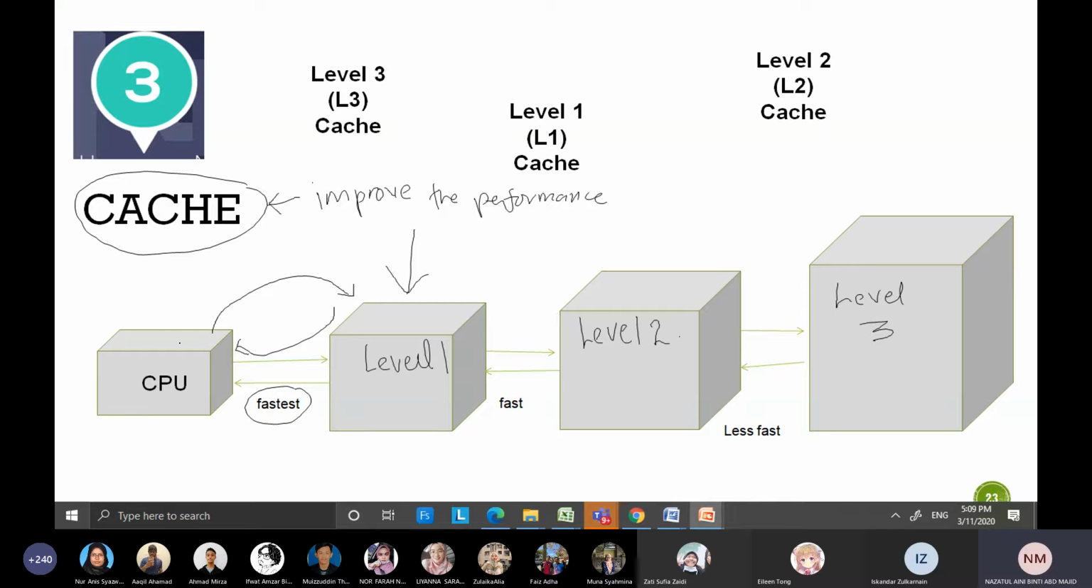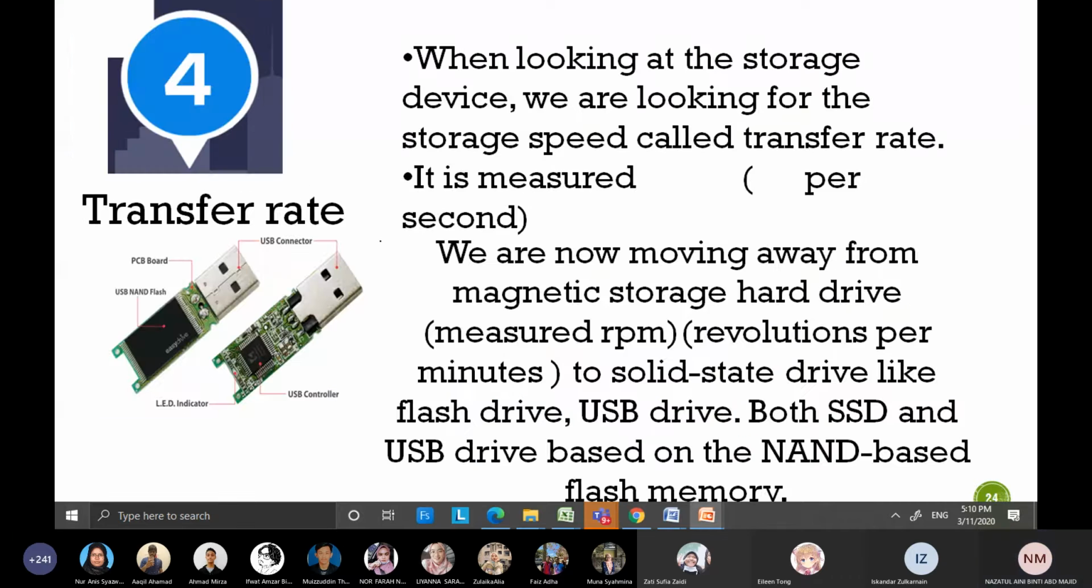Because the CPU is very fast, still remember for this spec 2.6 gigahertz. If you only have the fastest CPU but other components do not support it, the overall performance is still not very good. That's why they also need other components like cache and the local bus to support the performance. Okay, that is the third key performance.